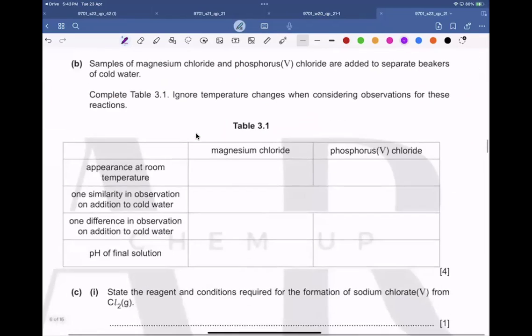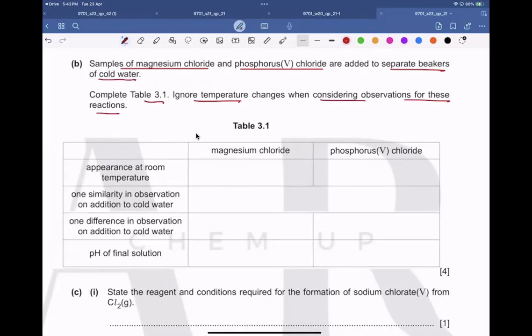Okay. Now, samples of magnesium chloride and phosphorus 5 chloride are added to separate beakers of cold water. Complete the table 3.1. Ignore temperature changes when considering the observation for these reactions. So we are not going to mention that the container becomes warmer or cooler, because they have already mentioned. Okay, so magnesium chloride, it's an ionic compound, right?